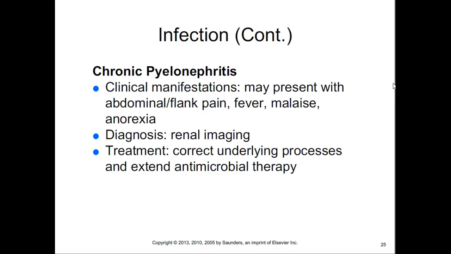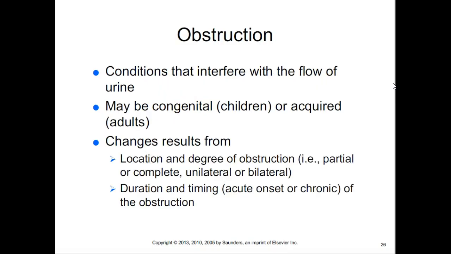Diagnosis of chronic pyelonephritis is via renal imaging. The treatment, of course, is correcting the underlying process, for example if a ureter is being kinked and that's what's causing stasis and the ascending urinary tract infection. It also means being very specific in the antimicrobial therapy, maybe testing for resistance and sensitivity of different antimicrobials.